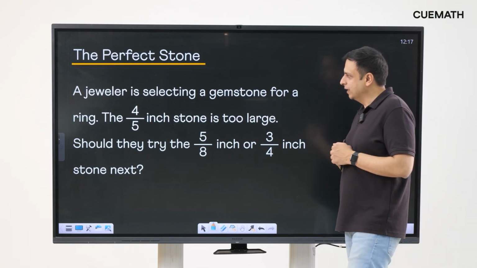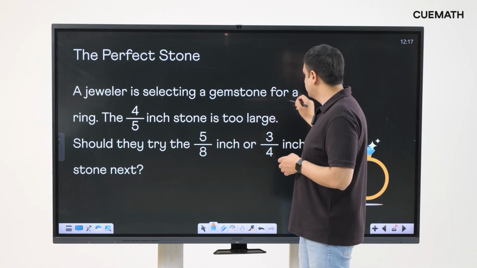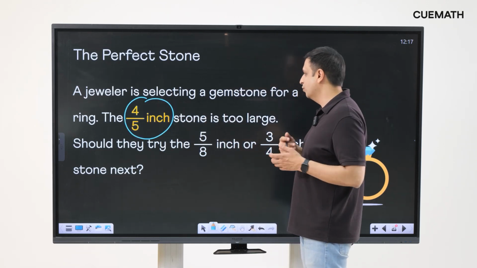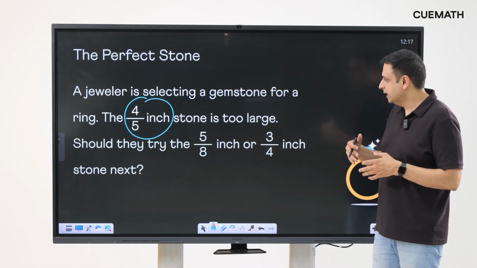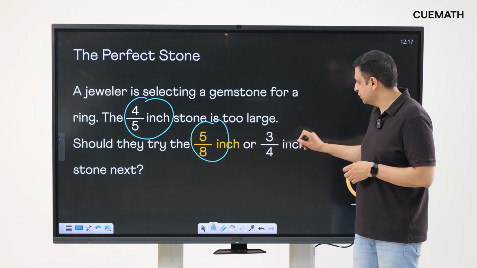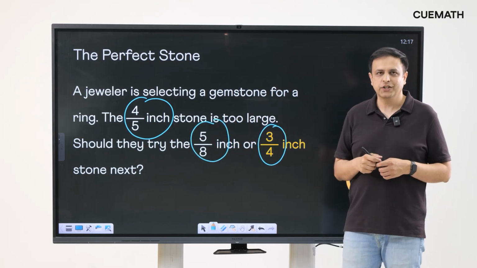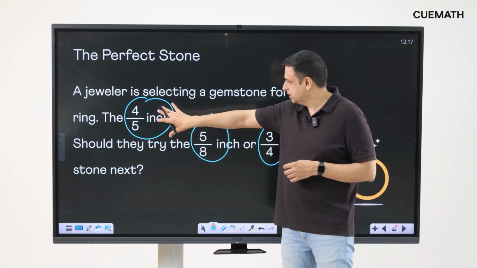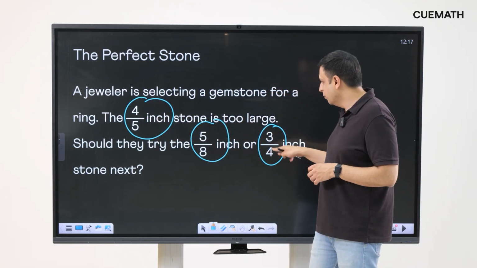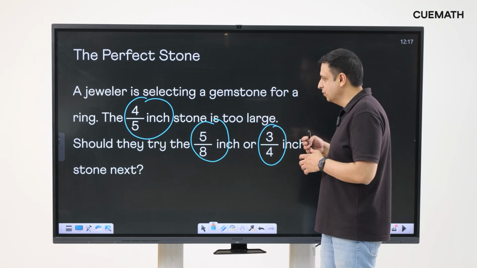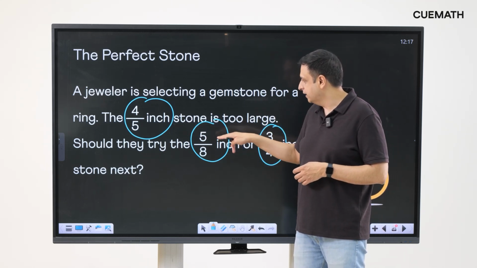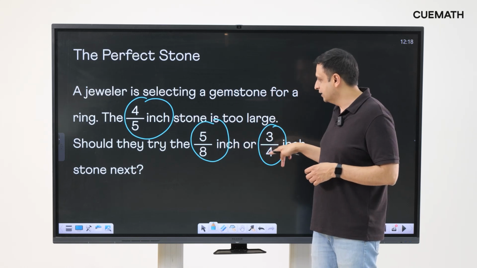The perfect stone. A jeweler is selecting a gemstone for a ring. The 4 over 5 inch stone is too large for that ring. Should they try the 5 over 8 inch stone next, or should they try the 3 over 4 inch stone next? So they have this stone which is larger than what they need, and then they have two more stones, and we are being asked which one they should try next. So we have to find the next smaller stone among these two stones.